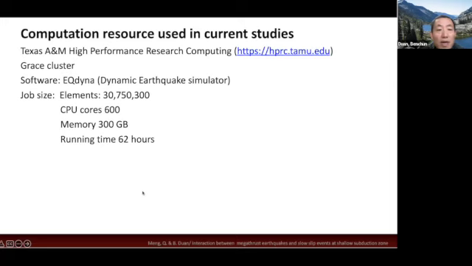And this shows one example. In our recent study, our model size is roughly 13 million elements. We use 600 CPUs and about 300 gigabytes of memory, and the runtime is about 62 hours. That's an example I just showed on the subduction studies.